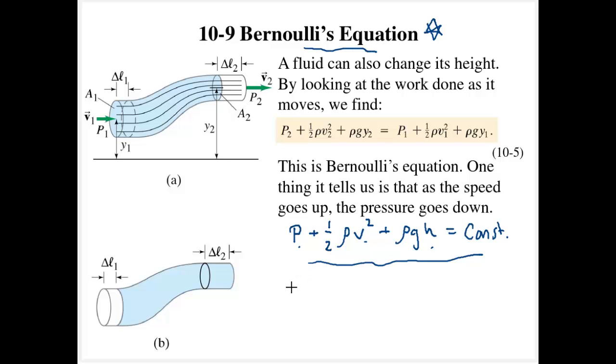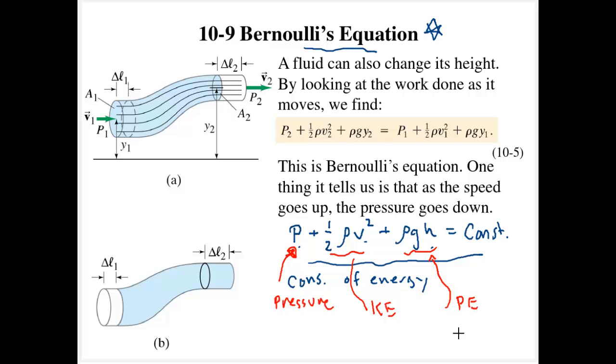I like to think of Bernoulli's equation as a conservation of energy, where here we're going to have essentially pressure energy. It's in pascals. Here we're going to have essentially the kinetic energy of the fluid, which looks a lot like 1/2 mass velocity squared. And here we're going to have the potential energy of the fluid.